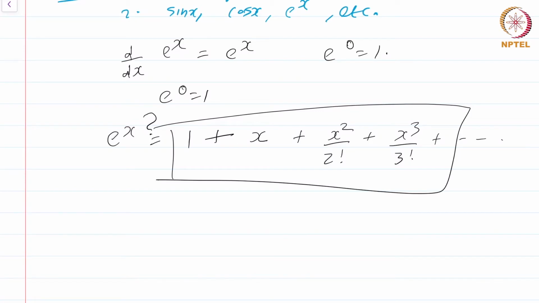Okay, that's the question. If in fact it is true, then we can just reverse engineer the whole thing and just start by saying that e power x is just this by definition. We can just start our definition of e power x as this, and then show that it has all the properties that characterize e power x, namely these two.